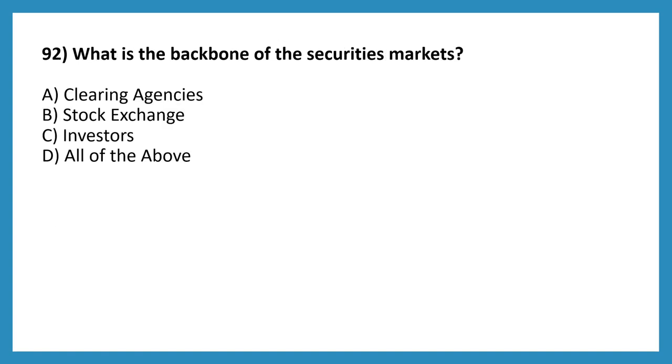What is the backbone of the securities markets? Option A, clearing agencies. Option B, stock exchange. Option C, investors. And option D, all of the above. The correct answer is option C, investors.